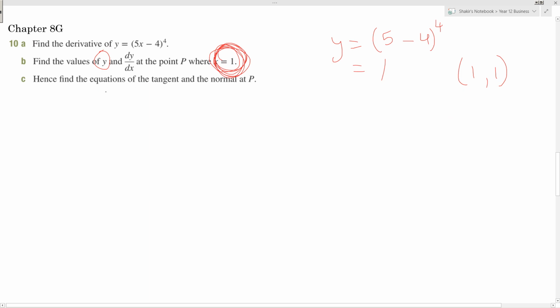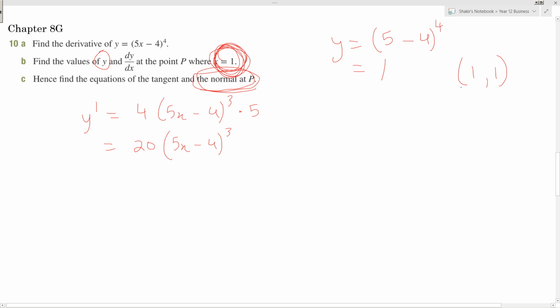Now I need the gradient. Find the equation of, let's do the normal. Change things up a bit, right? Find the equation of the normal. I need to know the gradient of the tangent, and then I'll take the negative reciprocal. So what's the gradient of the tangent? Well, y dash is equal to 4 times (5x minus 4) to the power of 3, multiplied by the derivative of the inside, which is 5. And that's 4 times 5 is 20, (5x minus 4) cubed. So that's the chain rule, right? The way I'm differentiating is changing, but the way we find the equation of the tangent is basically the same.